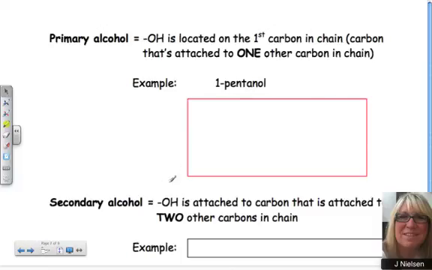Okay, so in a primary alcohol, the OH is located on the first carbon in the chain. And what that means is when you say primary, it means that the OH is attached to a C, and that C is only attached to one other C. So let me give you an example. We have pentanol. Pent is 5 C's, and you know that the OH is on the first carbon, so we're going to number this way. And then the rest of these are H's. So this is my 1-pentanol.